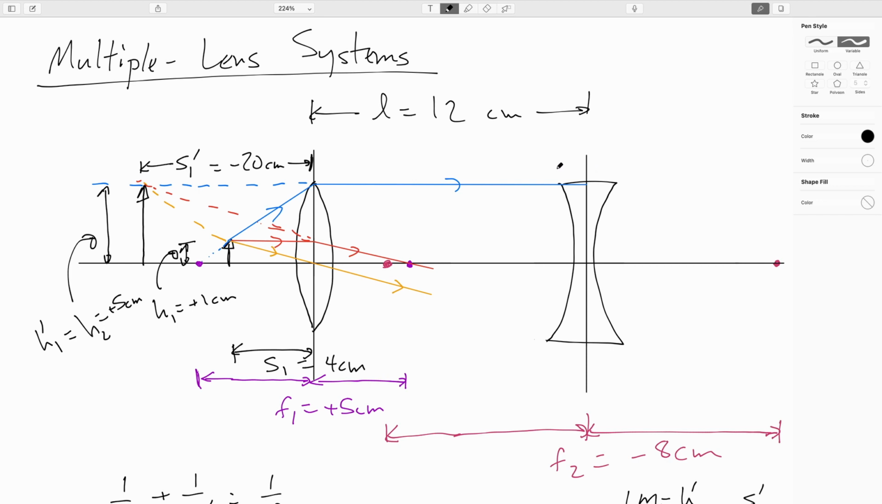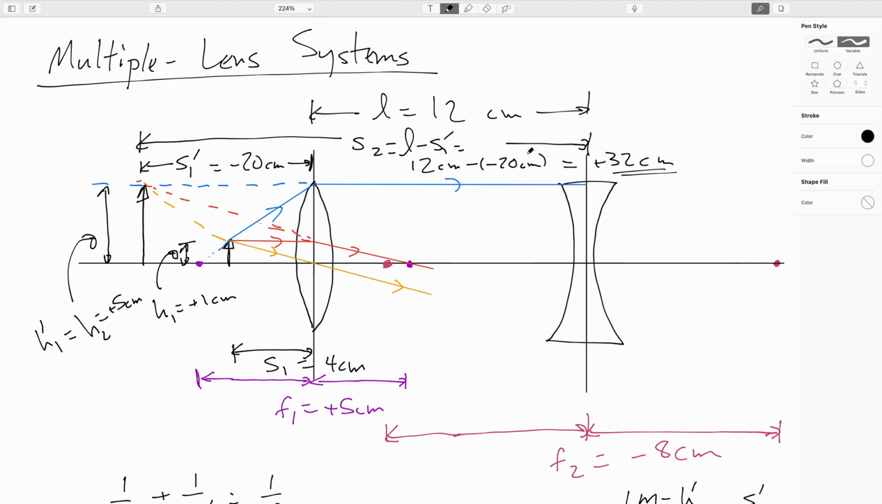Now, the only bit of trickiness here, if there is a trick, is to get the right distance for S2. Because remember, you always measure from the lens in question. So this distance right here, from here to here, this will be my S2, and I'm just leaving some space here. If we look at this, we know that it's bigger than 20 centimeters. Yeah, I know this isn't very well to scale. And we know that this is 12 centimeters. So this has got to add up to 32 centimeters. And the way this works is this is L minus S1 prime. So this will be 12 centimeters minus a negative 20 centimeters, which is plus 32 centimeters.